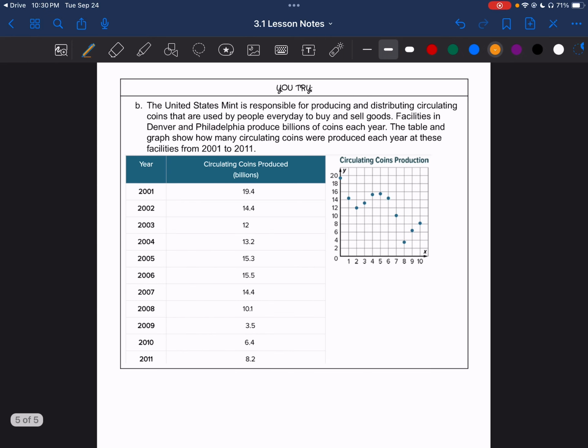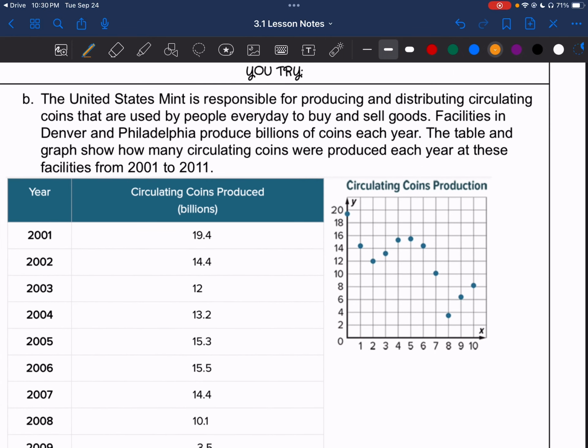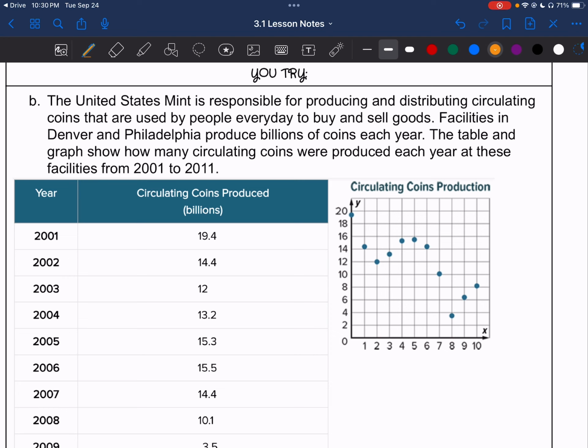We're going to go to the next page where you are going to do a Try problem. We have the United States Mint, which is responsible for producing and distributing circulating coins that are used by people every day to buy and sell goods. Facilities in Denver and Philadelphia produce billions of coins each year. The table and graph show how many circulating coins were produced each year at these facilities from 2001 through 2011.